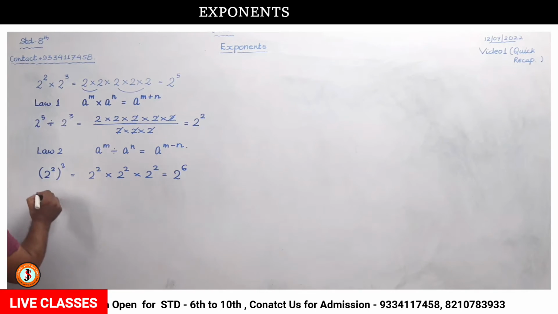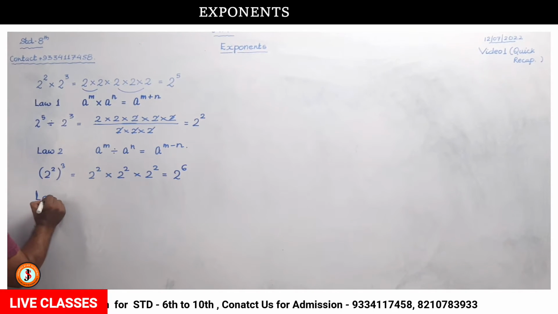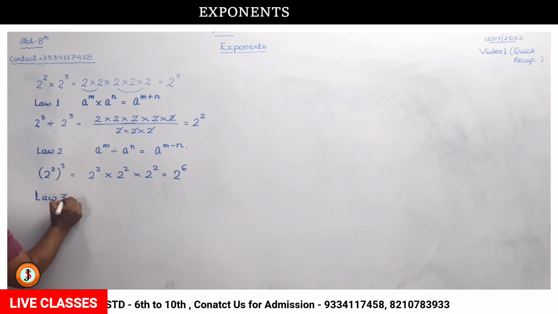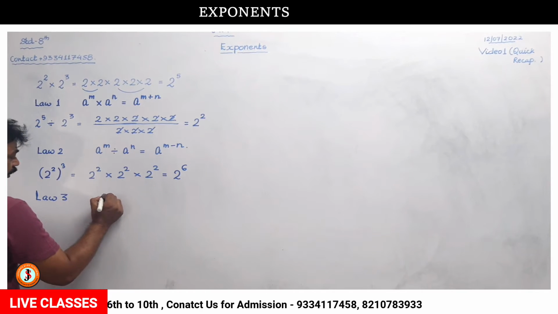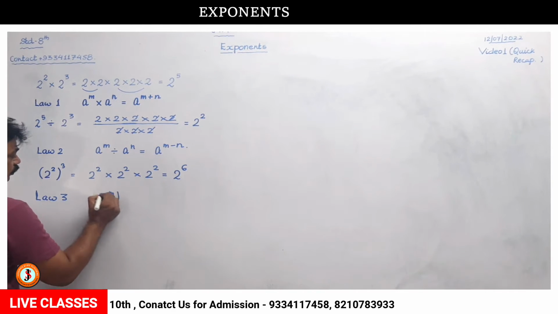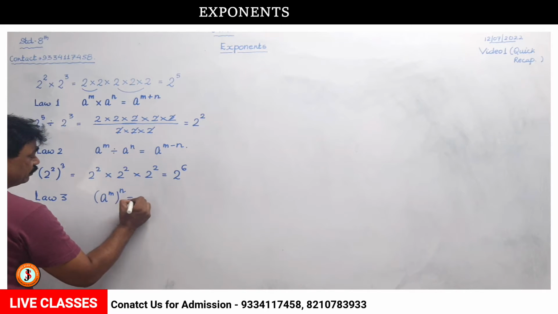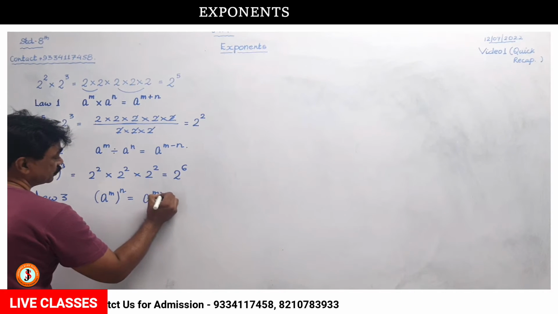So that means law 3 comes into display. Law 3 tells us that a raised to the power m, which is again raised to the power n, then we multiply the powers, keeping the base.